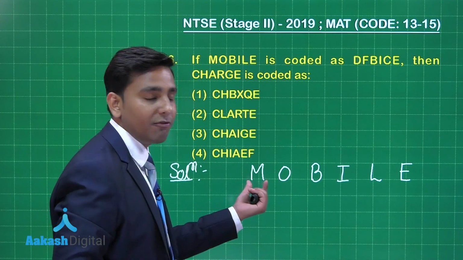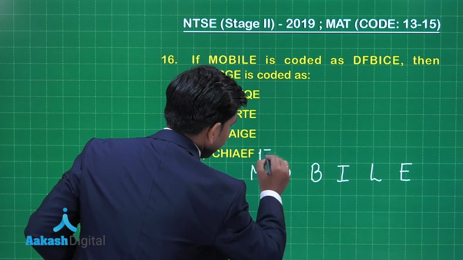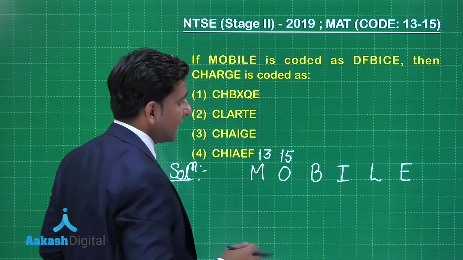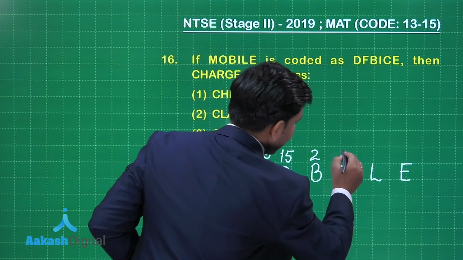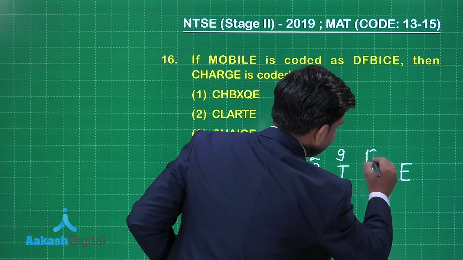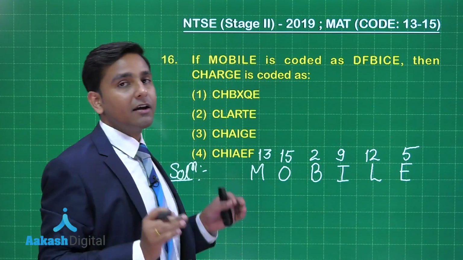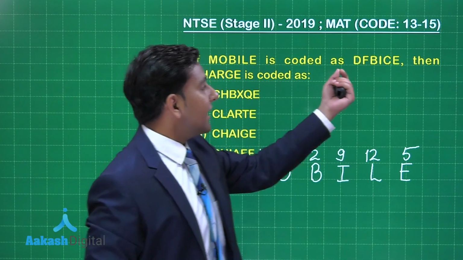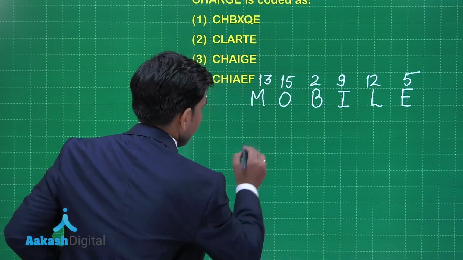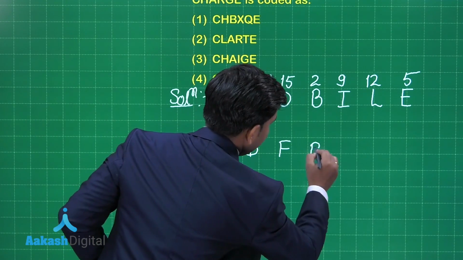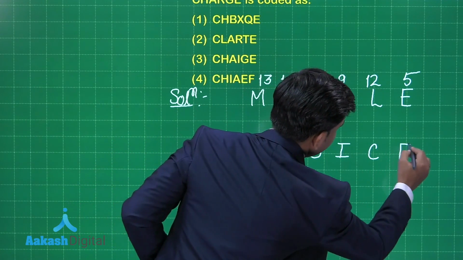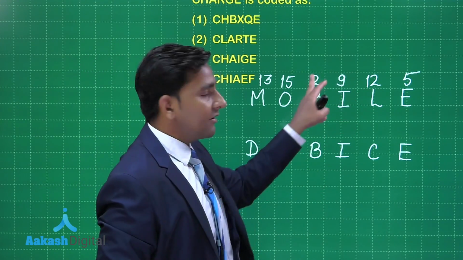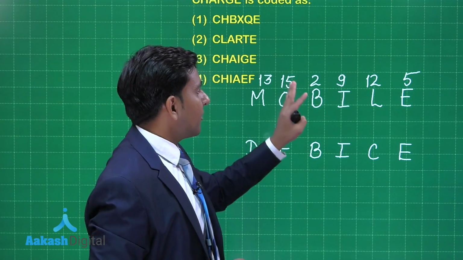Now let's write the positions of each alphabet. That means first the position of letter M in the English alphabet, that is 13, middlemost letter. Thereafter O, which is at the 15th position in the English alphabet. Similarly, B is at 2nd place, I is at 9th place, L is at 12th place and E is at 5th place in the English alphabet. Now the given code for this word mobile is DFBICE.